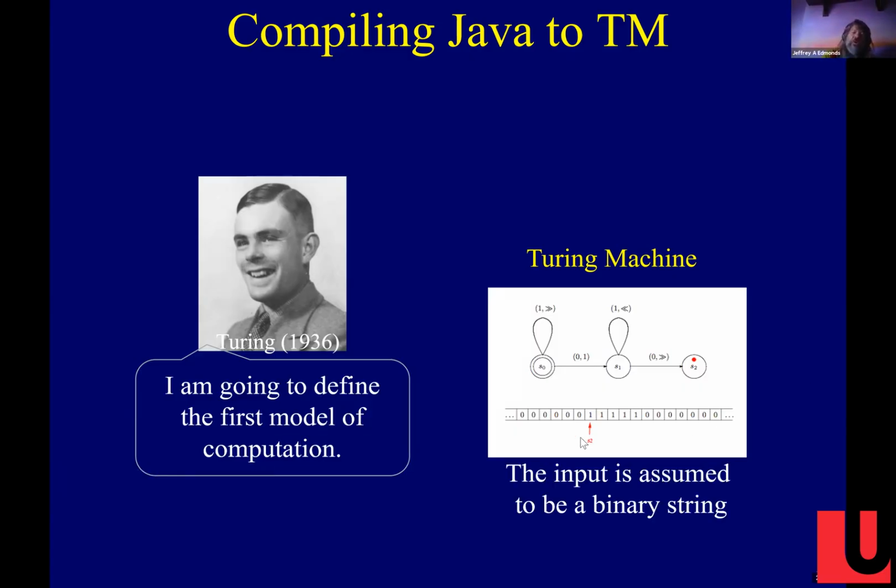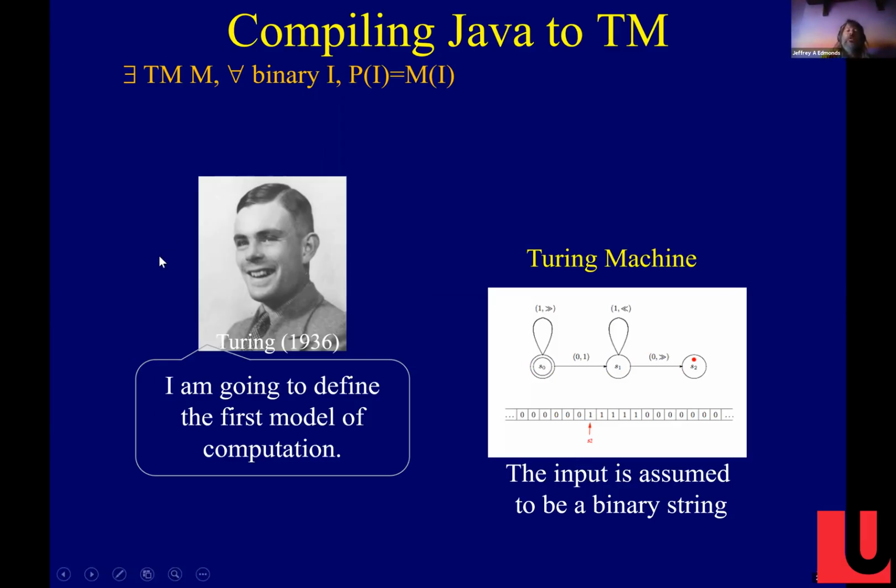We assume that it's given a binary string as input that's on the tape, and it computes, and what you get is an answer. So here we're saying P is computable. There exists a Turing machine that on all inputs runs and gives you the right answer for the problem. That's what we've been saying all along. Everybody understands this?